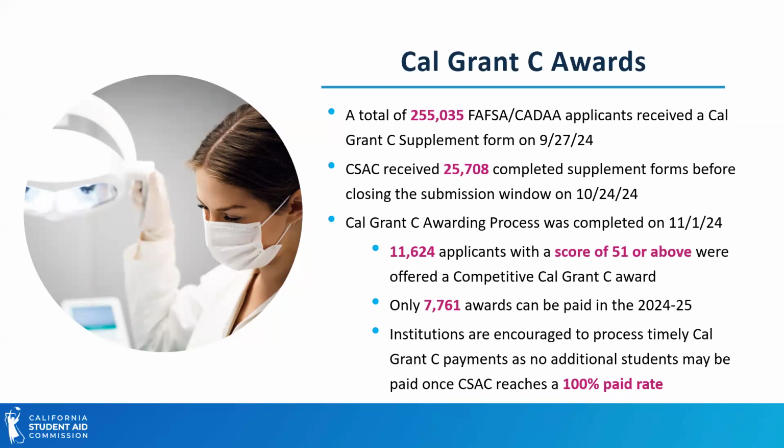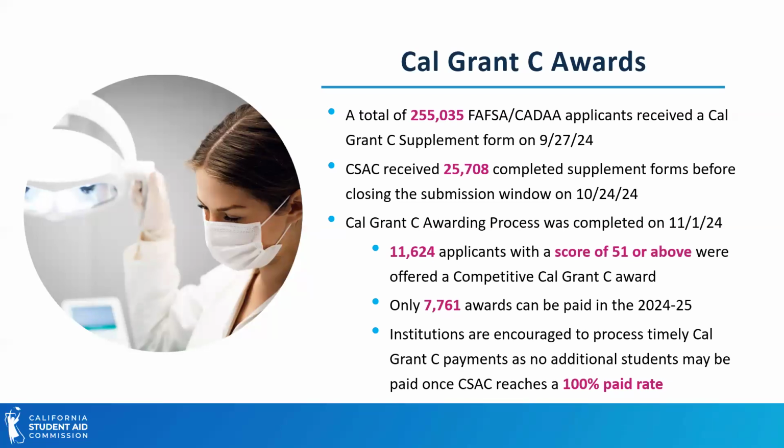On November 1st, we were able to complete the Cal Grant C awarding process. We had just over 11,000 applicants who had a score of 51 or above, and we were able to offer them a competitive Cal Grant C award. Now, please note that only 7,761 awards can be paid in 24-25, and so institutions are encouraged to process their Cal Grant C payments in a timely manner, because once we approach that 100% paid rate, we will have to cut off the rest of the students.